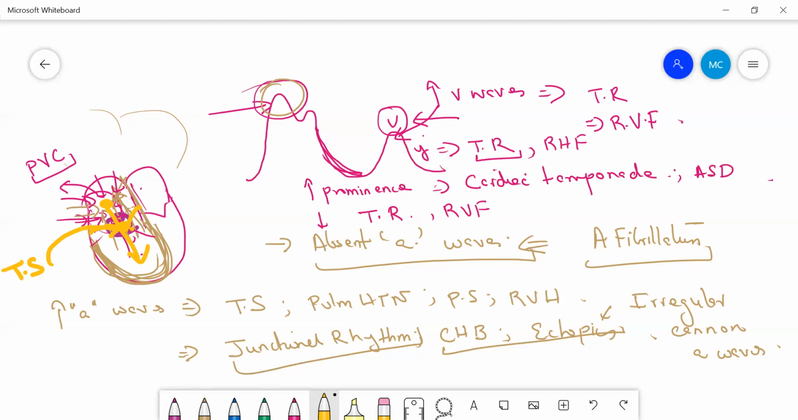So these are your different abnormalities, but remember, the commonly asked things are mainly the Cannon waves. What are Cannon waves? Cannon waves are the large A waves. And where do we have the Cannon waves? As I told you just now, in tricuspid stenosis, pulmonary hypertension, right ventricular hypertrophy. Absent A waves, this is also a commonly asked question, that is in atrial fibrillation. And V waves are also asked, that is mainly tricuspid regurgitation.